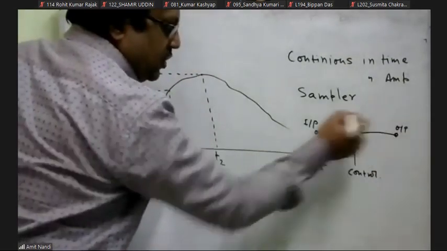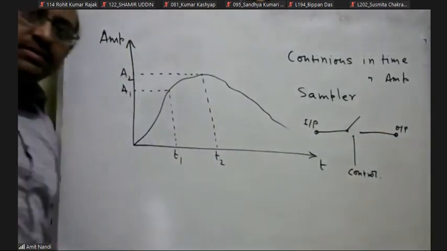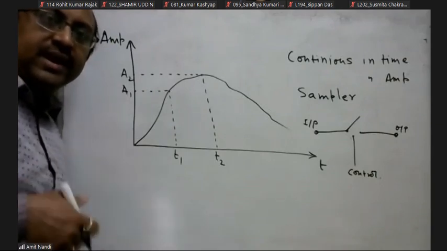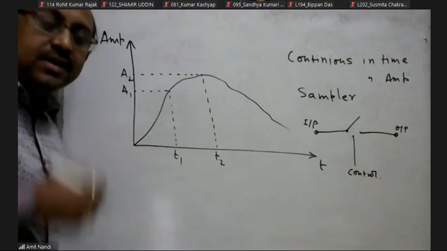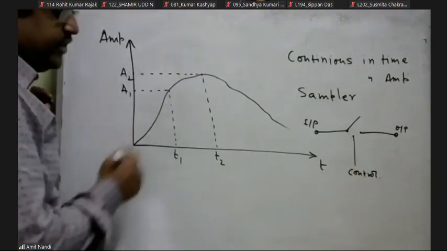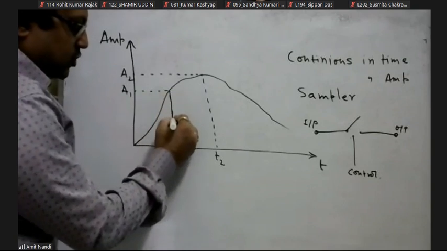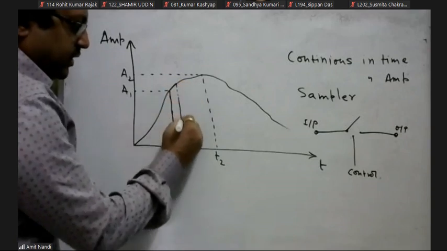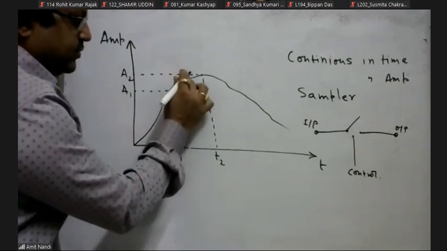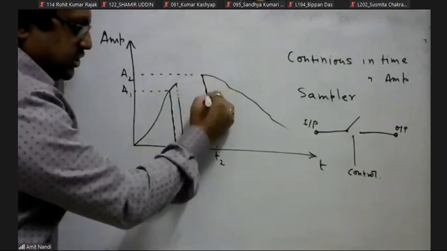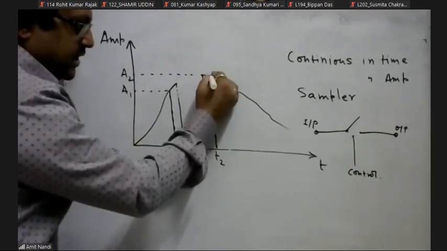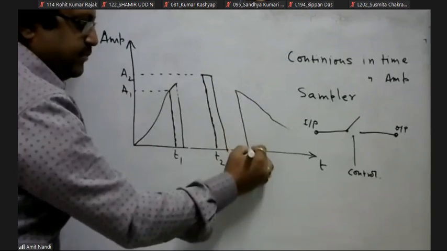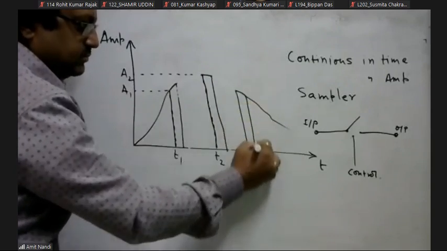If the switch is on, the signal will be supplied to the output terminal. If the switch is off, then the output goes to 0. Again the switch is on, and the output signal is the same as the input signal. So in that way, at t1 time the switch is on for a certain duration of time, then again it will be off, and in this portion the output will be 0. Again at t2 time the switch is on for a certain duration of time, then again it will be off. So we get this type of sampled version of the input signal.